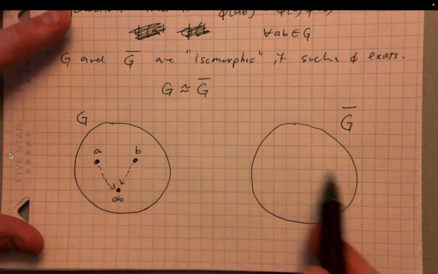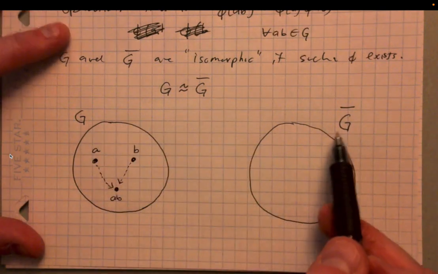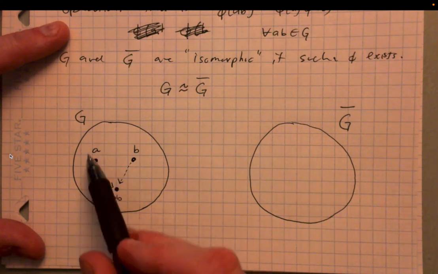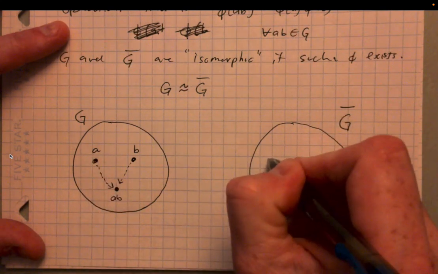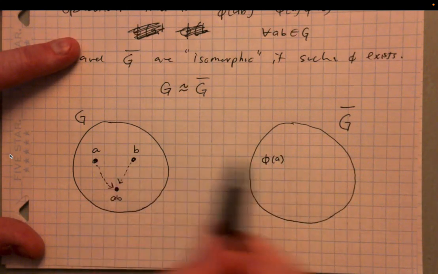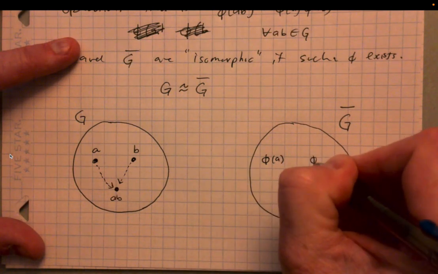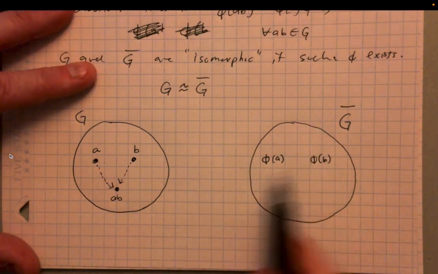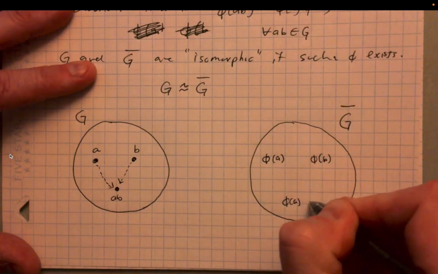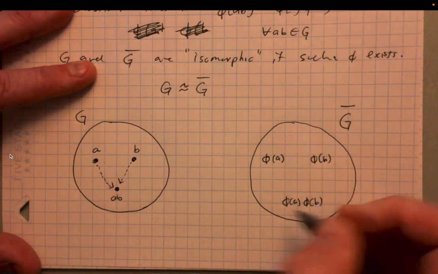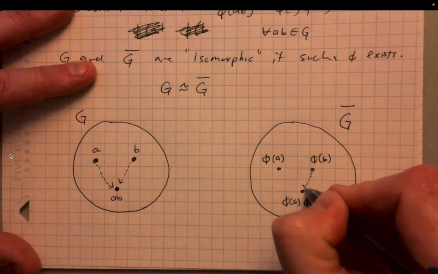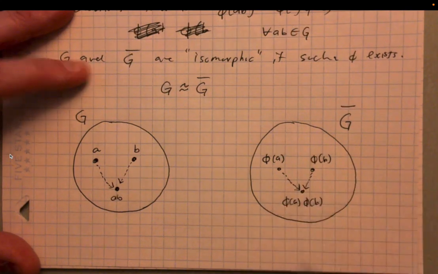Now in G bar, let's assume G is isomorphic to G bar. What this means is that there's going to be an equivalent element to A in G bar, and we're going to call it phi of A. And there's going to be an element that's equivalent to B in G bar. We're going to call it phi of B. And then just like what we see over here, there's going to be the combination of the two elements, phi of A times phi of B. So these are all elements in here, and again, the same exact group operation is going to apply.